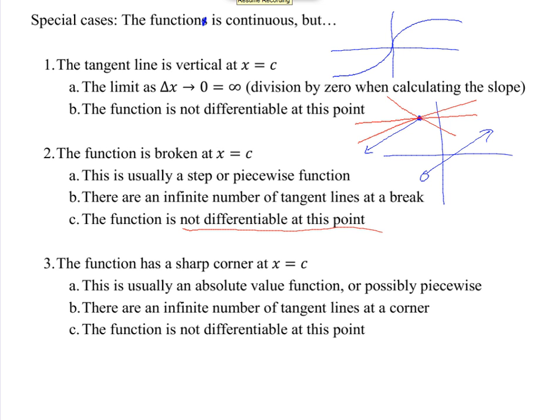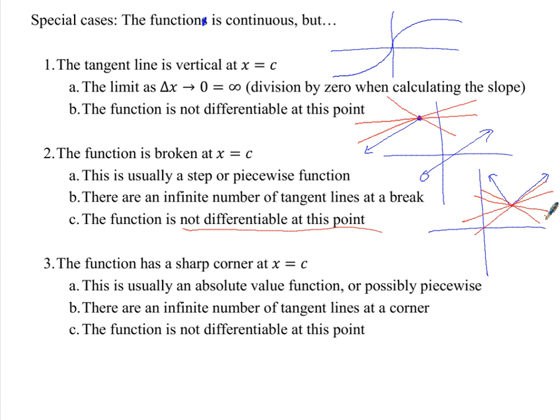The third one, the function has a sharp corner at x equals c. Basically, if we take a look at an absolute value function, the sharp corner would be right here at the vertex of the absolute value function. And the same thing holds true as we just talked about in the other one. We have a point right here that I can draw an infinite number of tangent lines through. So therefore, I can't differentiate there. Everywhere else I can differentiate, but not right at that point.